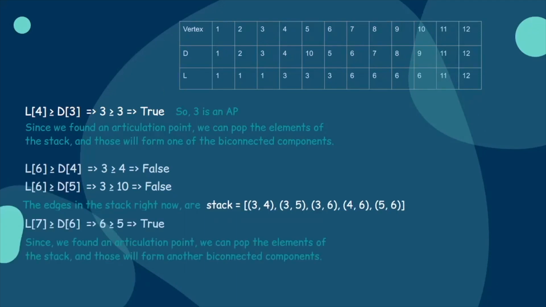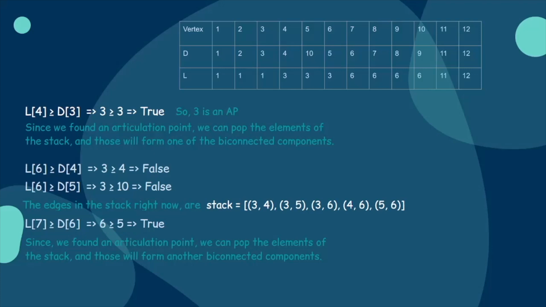Also for node 3, we can see that node 3's child is 4, and the low value of 4 is 3, which is equal to the discovery time of node 3. This is why this formula is true for node 3, and thus we can find out our first articulation point here, which is 3. Since we found an articulation point, we can pop the elements of the stack, and those will form one of the biconnected components here.